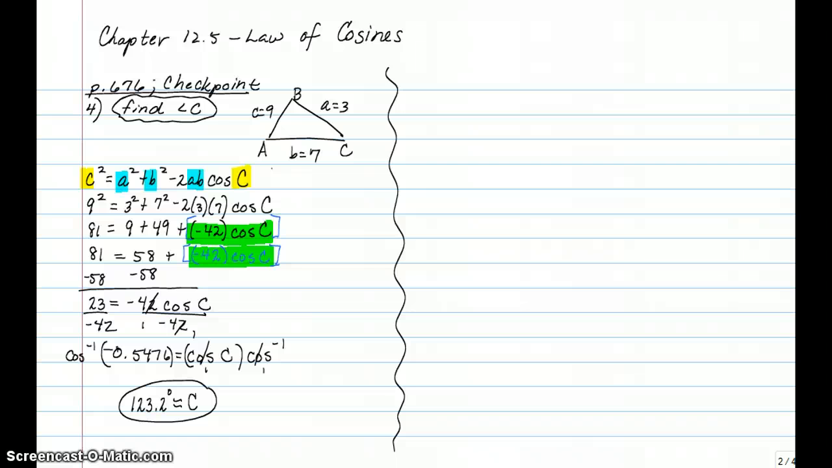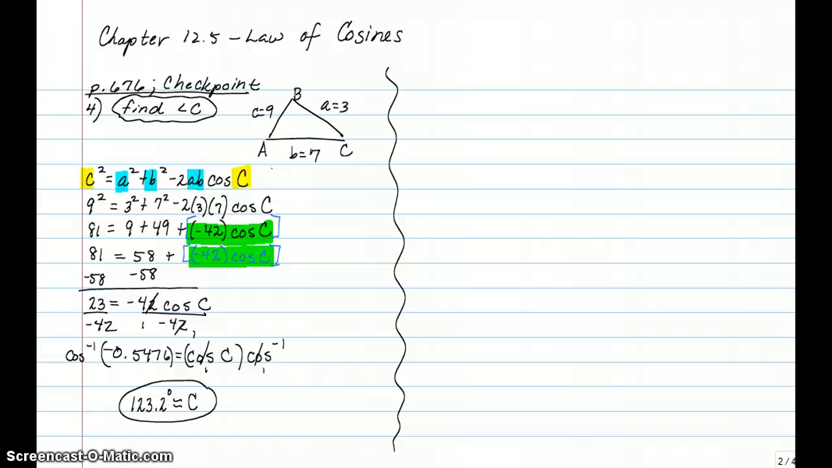Notice I've grouped the negative 42 in cosine C. Remember, color helps your brain. If you don't have color, you could bracket it like I've done. You add 9 and 49, which gives you 58. Subtract 58 from both sides using the subtraction property of equality, which leaves you with 23 equaling negative 42 cosine C. Again, we're trying to isolate C, so our next property of equality is going to be division property of equality.